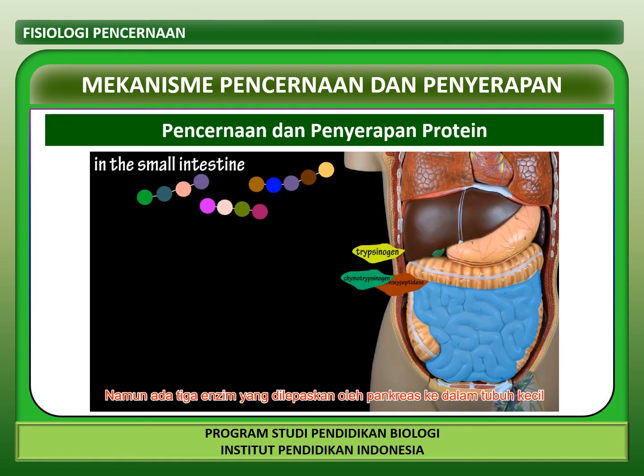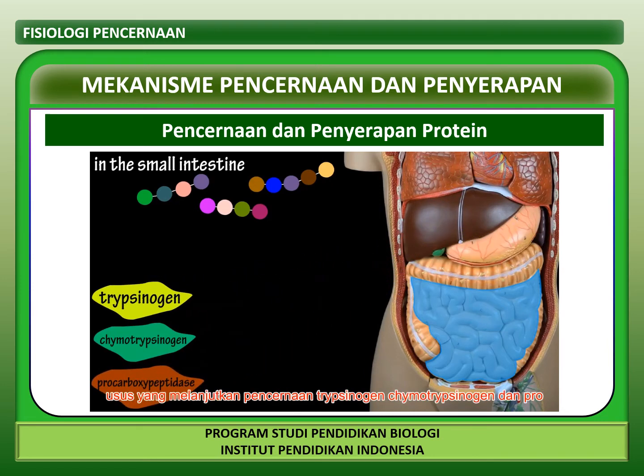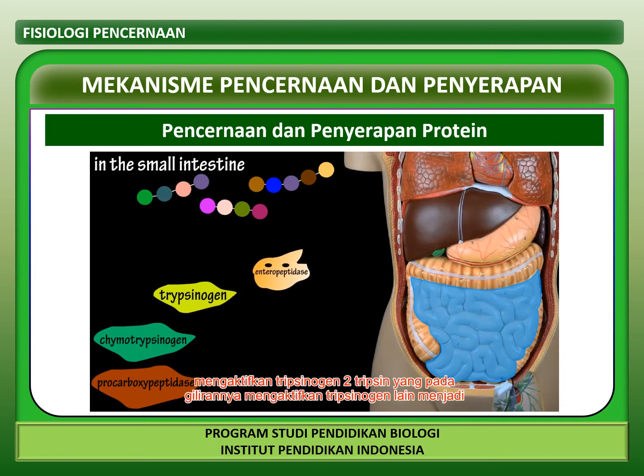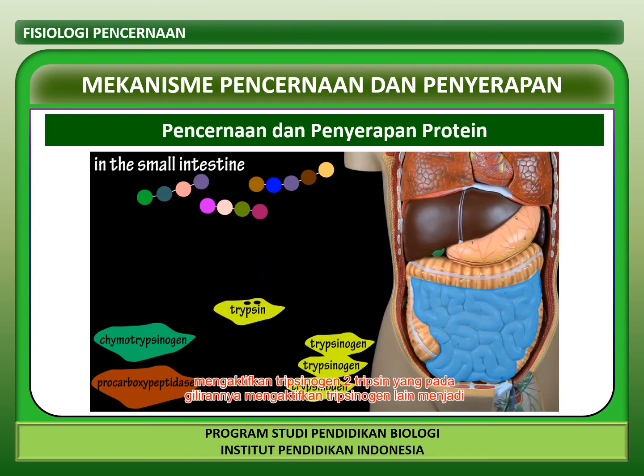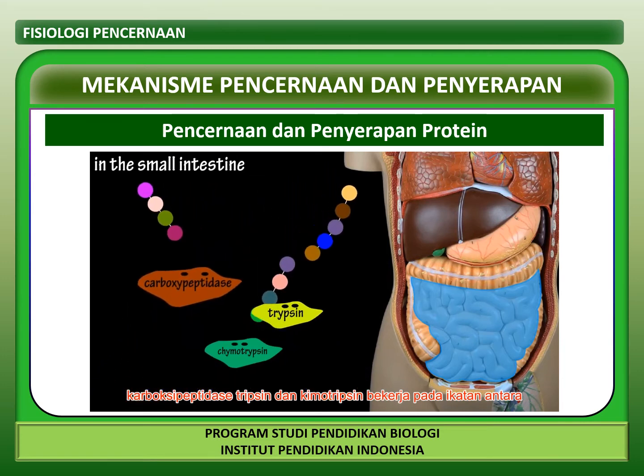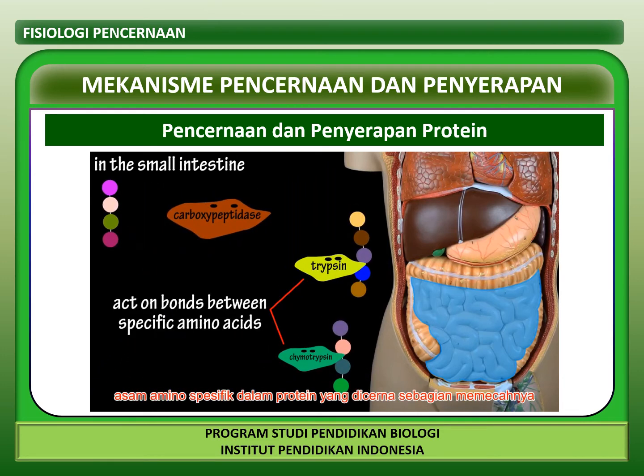However, there are three enzymes that are released by the pancreas into the small intestine that do continue digestion: trypsinogen, chymotrypsinogen, and procarboxypeptidase. All three of these are inactive when released. An enzyme called enteropeptidase is released by the small intestine, and this enzyme activates trypsinogen to trypsin, which in turn activates other trypsinogen into trypsin, and chymotrypsinogen to chymotrypsin, and procarboxypeptidase to carboxypeptidase.